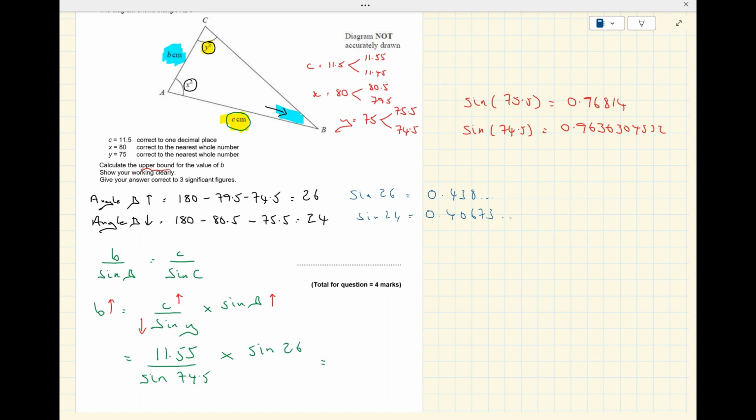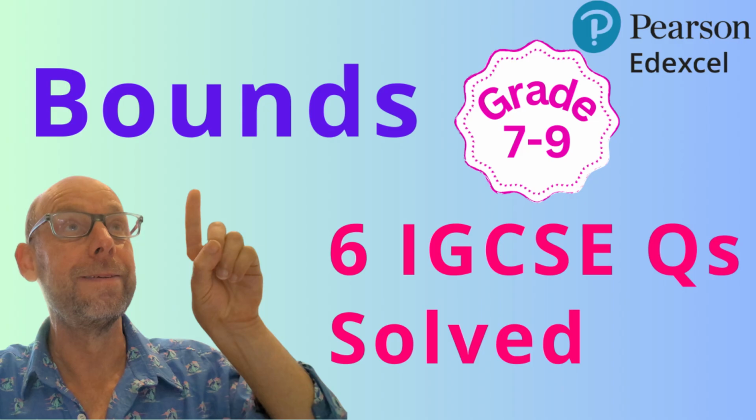And now I think I'm ready to work out the upper bound, the highest possible value of B. I'm going to go 11.55 over sine of 74.5, close the bracket, multiplied by sine of 26, close the bracket, equals. And I get 5.254, and so on. And it wants the answer to 3 significant figures. So that's going to be 5.25 to 3 significant figures. And that is my solution for number 6.